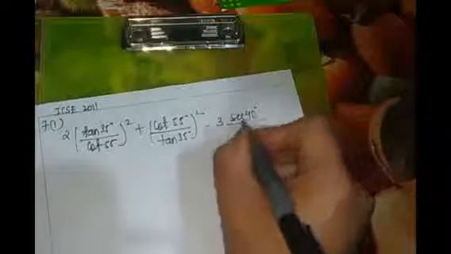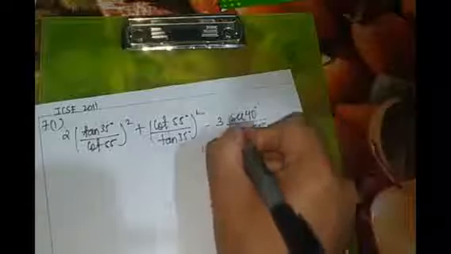Question number 7 part 1, evaluate. By the way, this question is from ICSE 2011. The question is 2 times the bracket tan 35 divided by cot 55, whole square, plus cot 55 by tan 35 degree, whole square, minus 3 times sec 40 degree divided by cosec 50 degree, whole square.